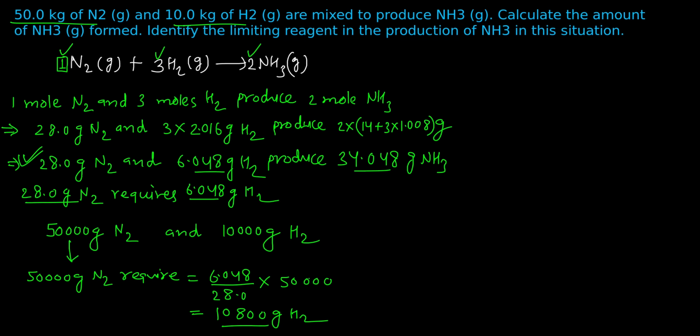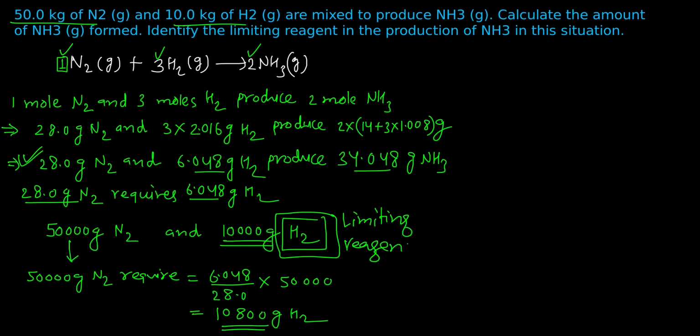But how much hydrogen we have available? Only 10,000. So hydrogen is present in less amount than the required amount. So hydrogen here is the limiting reagent. So this is the way to find limiting reagent.